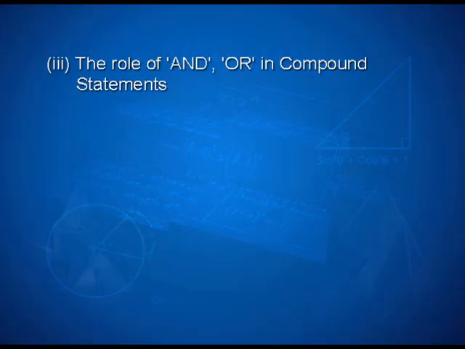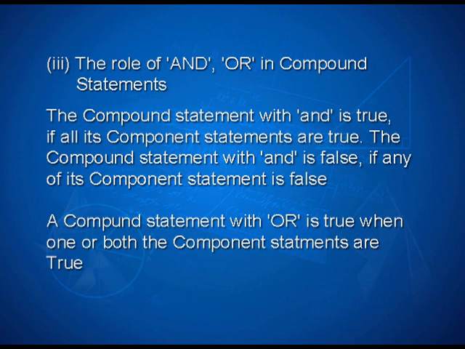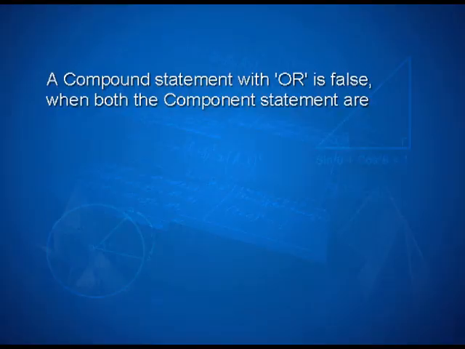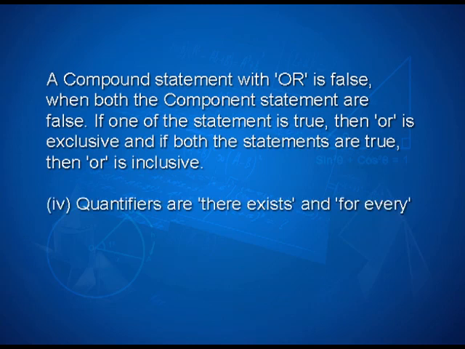The role of 'and' and 'or' in compound statements. The compound statement with 'and' is true if all its component statements are true. The compound statement with 'and' is false if any of its component statements is false. A compound statement with 'or' is true when one or both of the component statements are true. A compound statement with 'or' is false when both the component statements are false. If only one of the statements is true, then 'or' is exclusive, and if both the statements are true, then 'or' is inclusive. Next, we learnt that the quantifiers are 'there exists' and 'for every'.